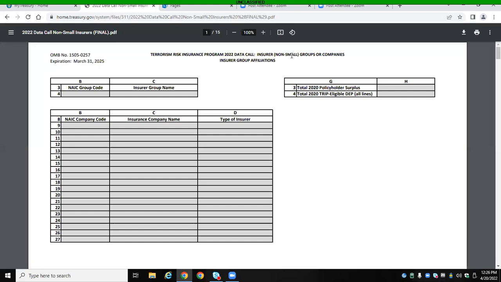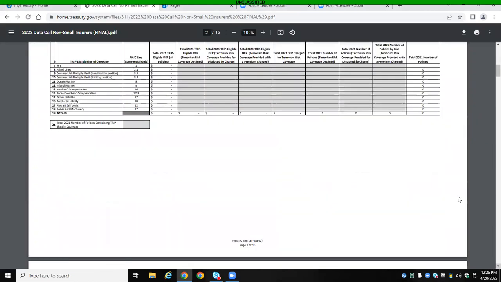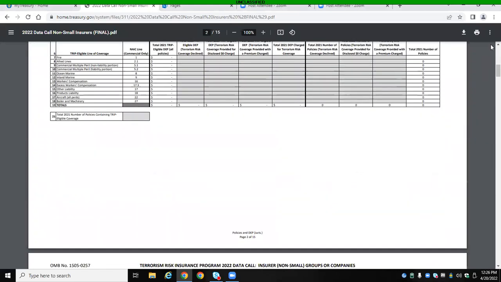Let's look real quick, see if there's any. Yeah, okay. Okay, moving down to the next page. Oops, sorry.